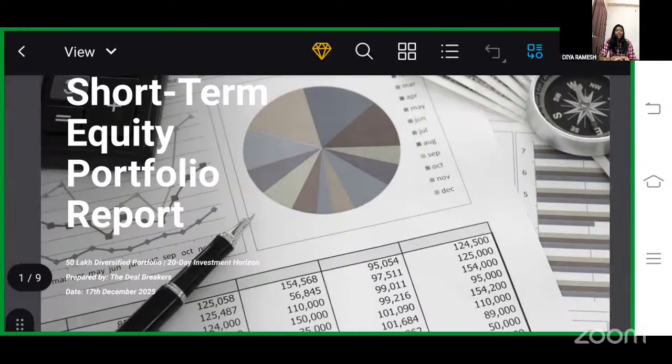Good evening, everyone. I'm truly grateful for this opportunity to present our short term equity portfolio, which we prepared as a part of our internship. This experience has allowed us to move beyond theoretical learning and understand how financial concepts are applied in real market situations. We sincerely thank the mentors and the organization for trusting us with this responsibility. This project was a collective team effort by the team, the Deal Breakers. Our team leader is Lekani Bansal and our co-leader is Deepika. The members are Lekani, Deepika, Divyansh, Jaiditya, Pia, Nitya and Diya.